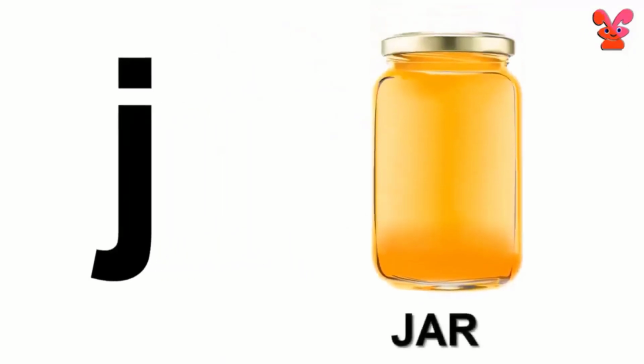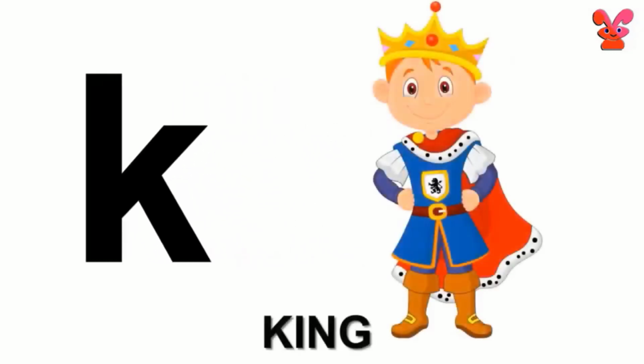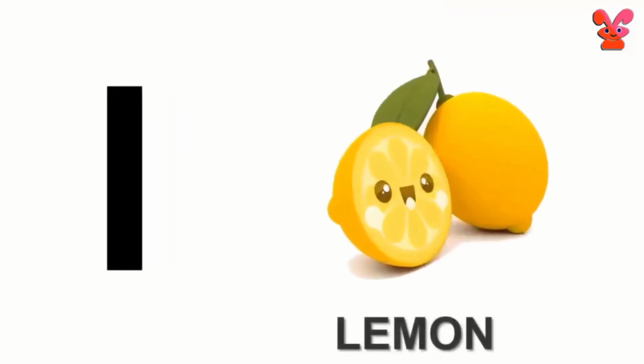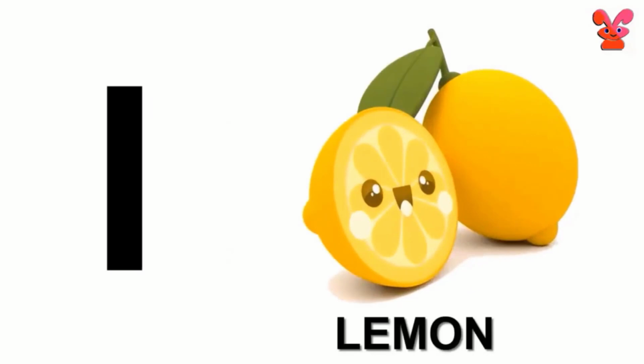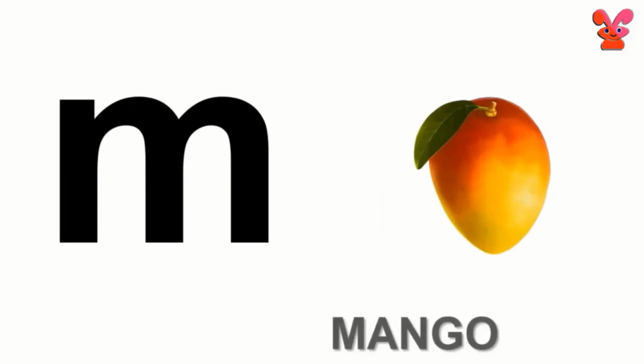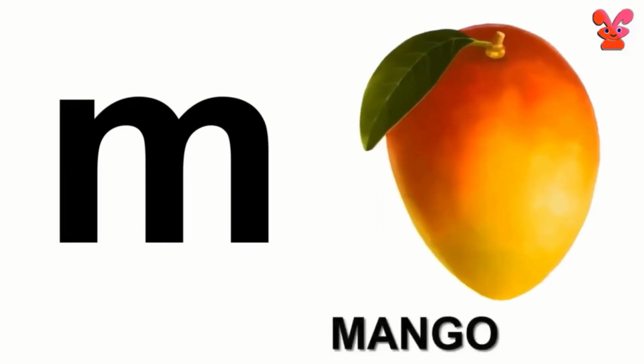J. J for jar. J-A-R. Jar. K. K for king. K-I-N-G. King. L. L for lemon, L-E-M-O-N, lemon. M. M for mango, M-A-N-G-O, mango.